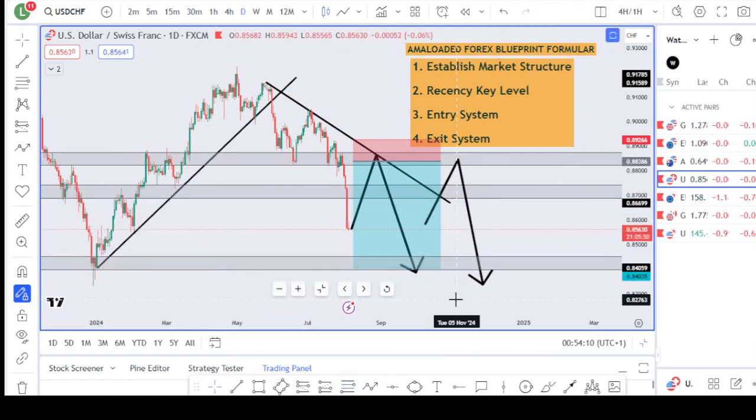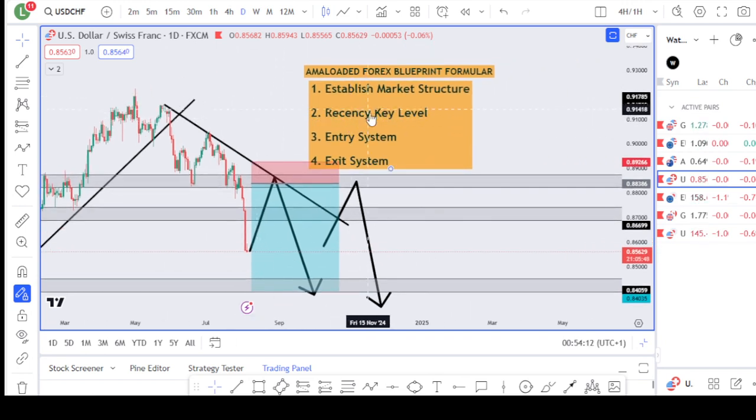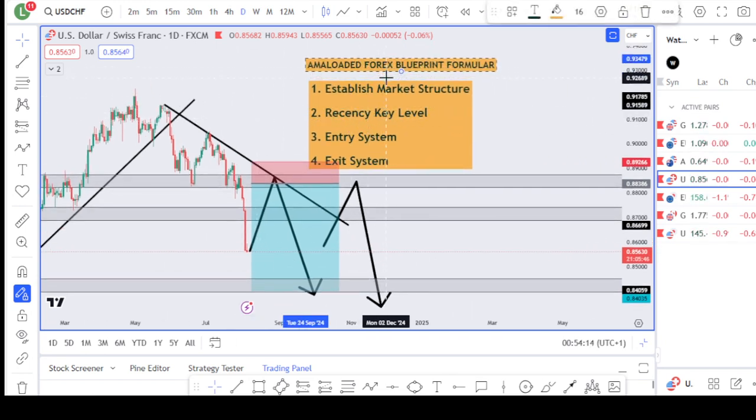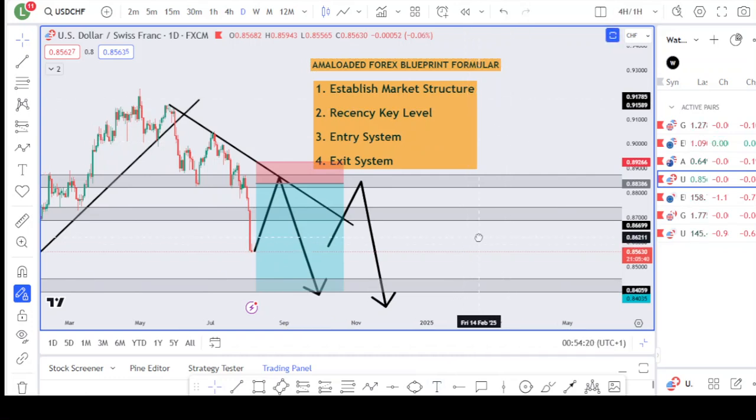This is as simple as ABC. You don't need to stress yourself. Just follow this easy blueprint formula to have a profitable system that can sustain you in this market for a long period of time.